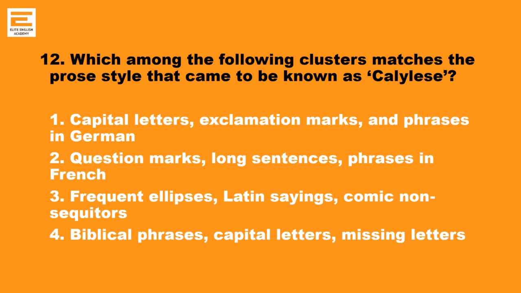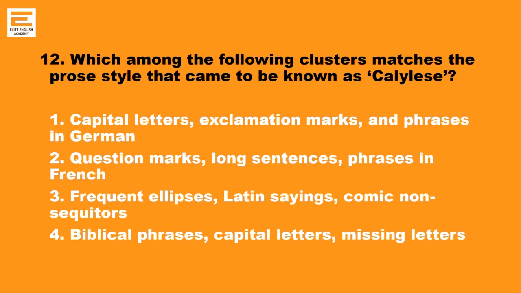Option 1, capital letters, exclamation marks, and phrases in German. Question marks, long sentences, phrases in French. Then frequent ellipses, Latin sayings, biblical phrases, capital letters. Option 4 is just removed. Then frequent ellipsis also is just removed because he does not use ellipsis at all. Then question marks, long sentences, phrases in French.